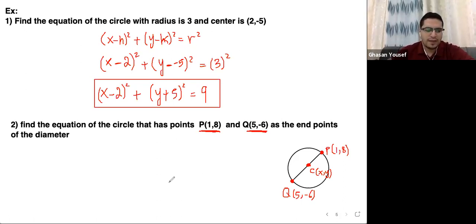Now, how can I find my center? What is the point of the center? Matthew, go ahead. The midpoint formula. Midpoint, exactly. The midpoint formula gives me the ordered pair of this point in the middle, which is the center of my circle.